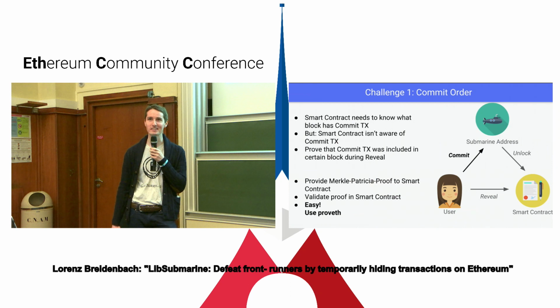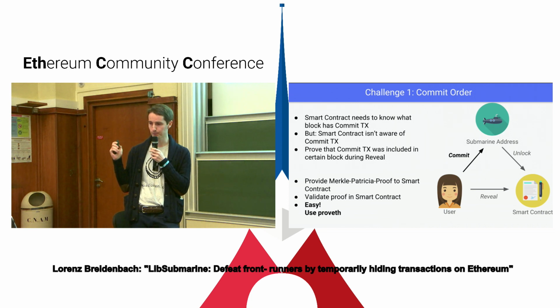And we implemented a library that allows you to easily verify these proofs inside Solidity, inside smart contracts. And you can also easily generate them off-chain. So you have an off-chain generator that generates such a proof, and then as part of the reveal, you submit the proof to the contract, and the contract can then just use the library to check that the proof is correct and that you indeed committed when you claim you committed. So this is the first challenge.